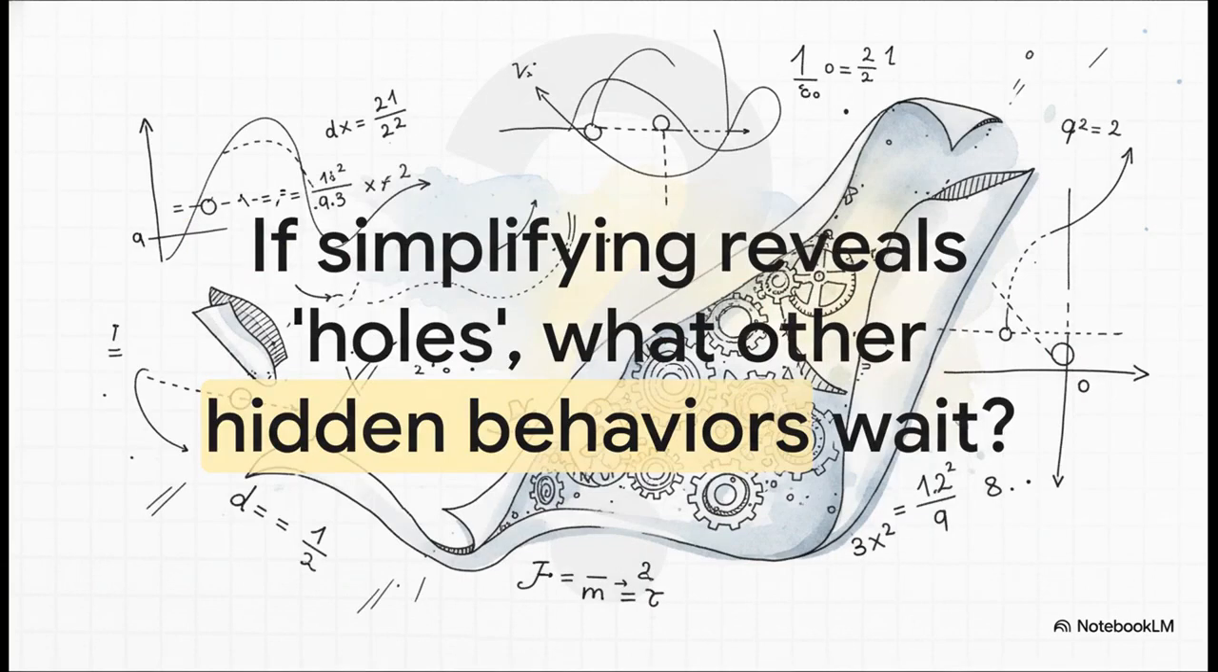So I think the main takeaway here is that simplifying isn't just about making an equation look tidier. It's a really powerful tool for analysis. It lets us peel back the surface layer and find these hidden structures, like the holes in the graph we talked about. And that just leads to a much bigger, more interesting question. If simplifying can reveal that, what other hidden behaviors are just waiting to be discovered in the functions all around us?